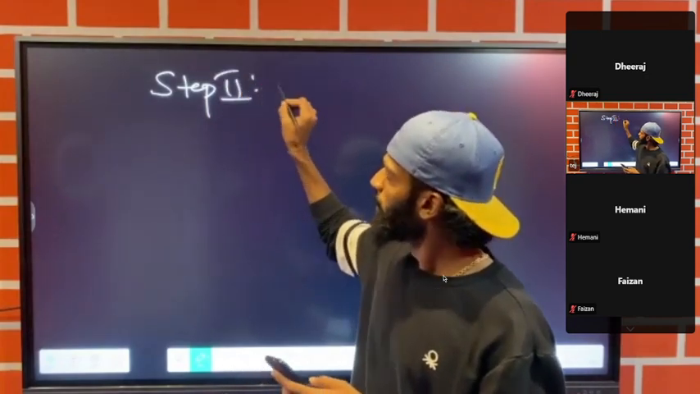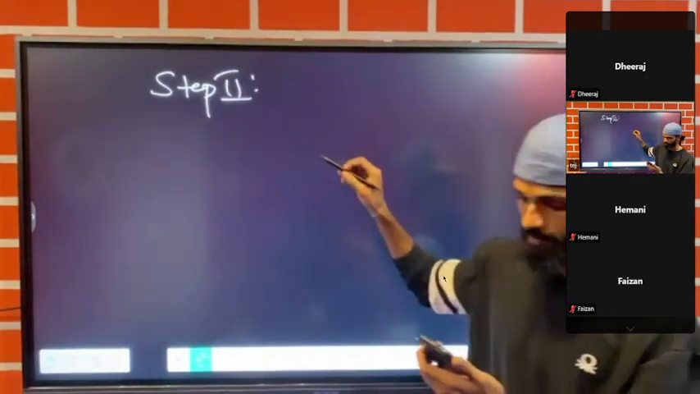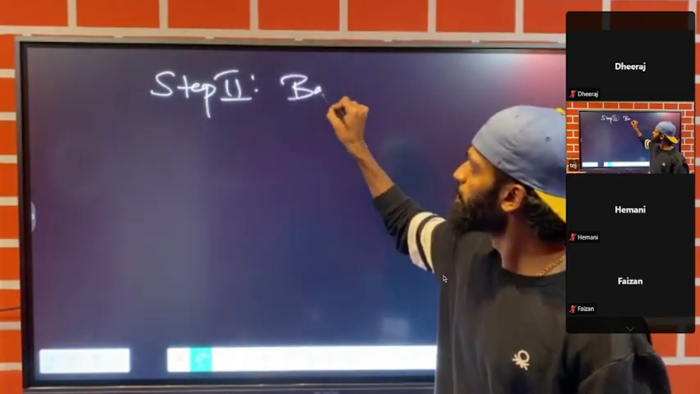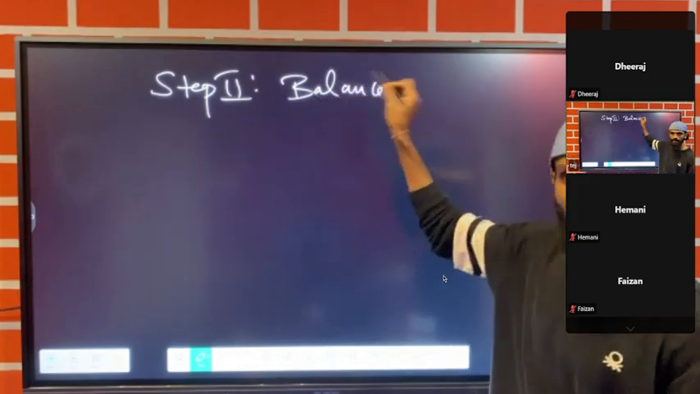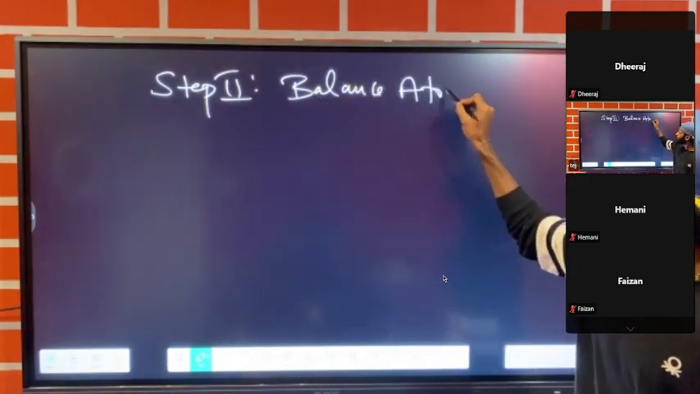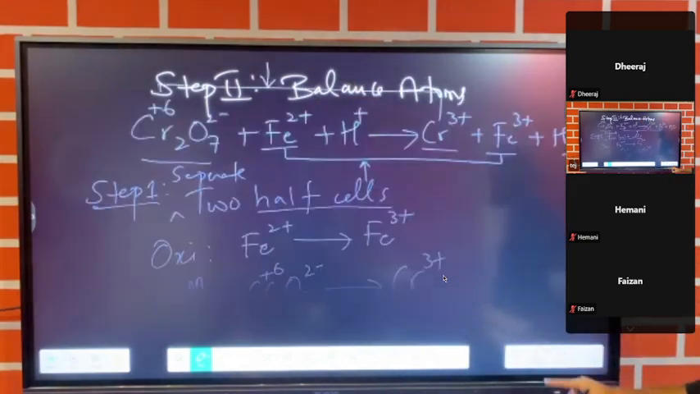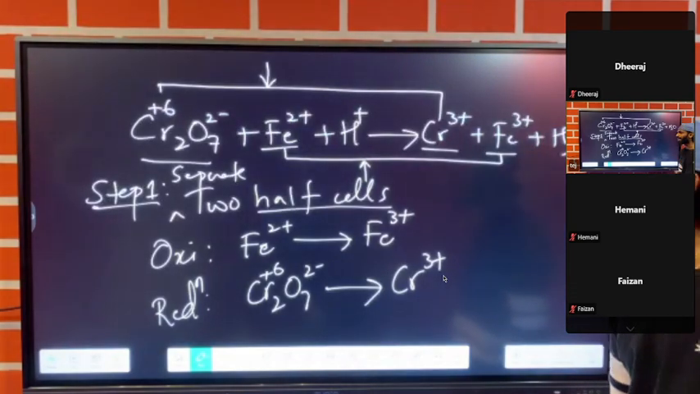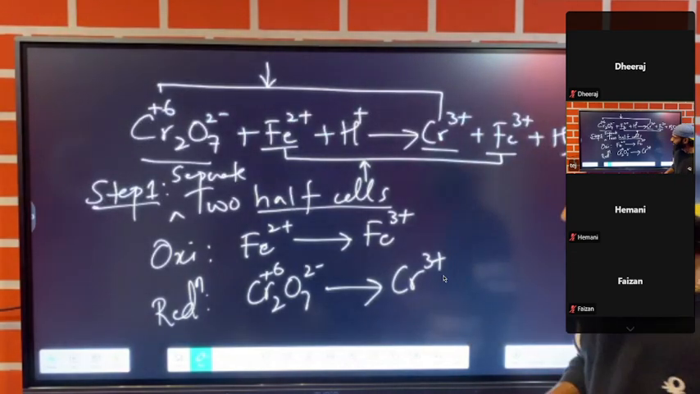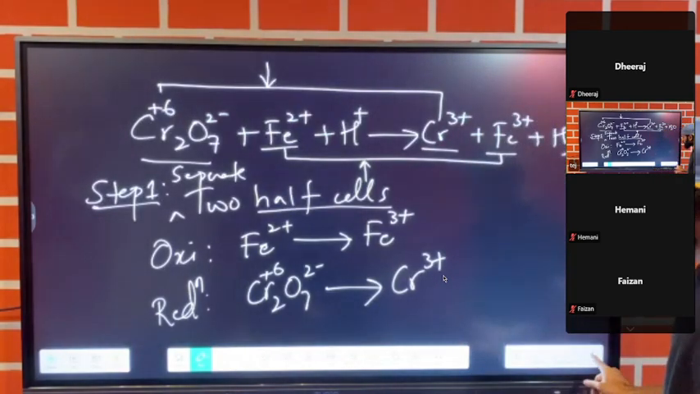Step 2. You're supposed to balance the atoms. Again, don't write this. It's only for your purpose of learning right now. Step 2 is balancing the atoms. Now, what does balancing the atoms mean? Focus here. How to do it? Let's go step by step.